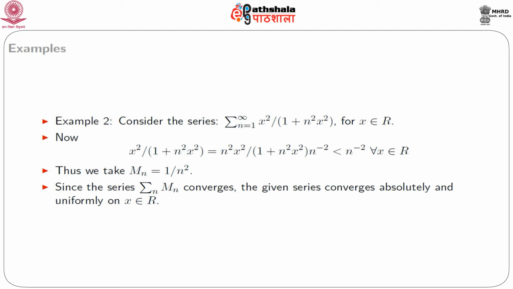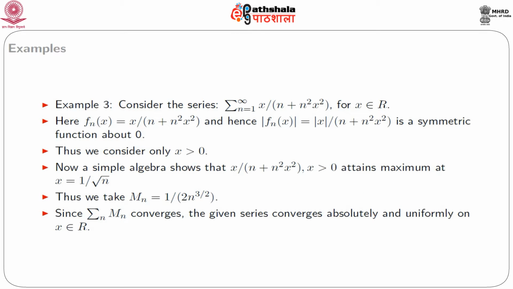Since n square x square divided by 1 plus n square x square is bounded by unity, we get that x square divided by 1 plus n square x square is less than 1 by n square for all x belonging to the real line. This suggests taking our Mn as 1 by n square. Since the series summation Mn converges, the given series converges absolutely and uniformly on x belonging to the real line.